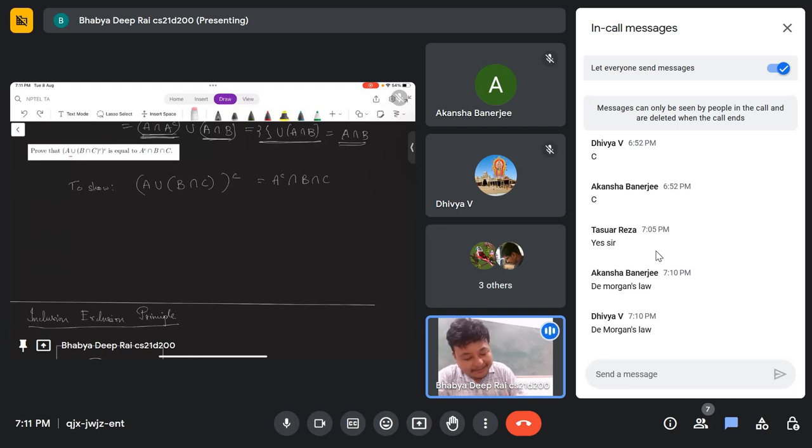But if, let's say, this complement was not here, then you could have used distributive law between these two also. But unfortunately, that is not the case. You have a complement here. So what you do is you use De Morgan's law, and this union will become intersection, B intersection C whole complement. Again complement, by De Morgan's.